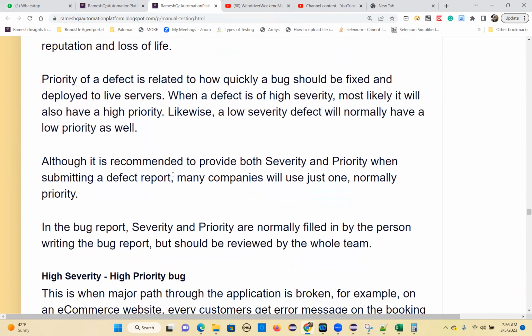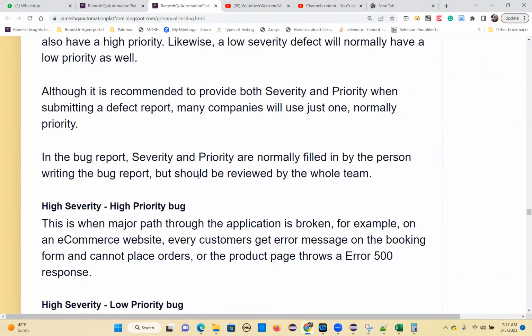So it is always recommended to give both severity and priority. There are fields in the defect report, and you will select the severity and priority. If it is not that important, development will take care and move the priority and severity. The development manager will take a decision: is this important in this release or not? If it is functional, mandatorily they have to fix it.